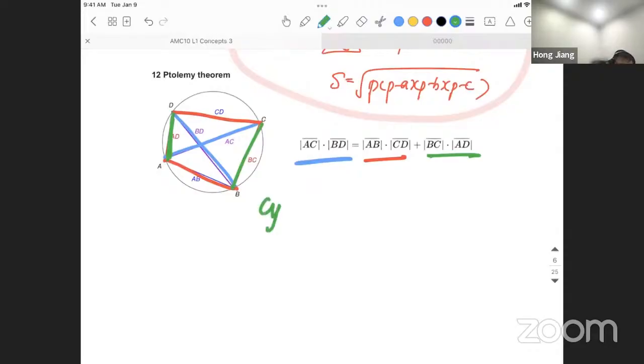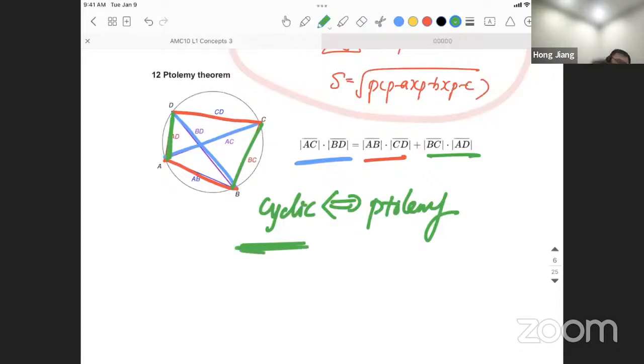And you know what? This is actually a necessary and sufficient condition. It means as long as you have a cyclic quadrilateral, you will definitely have a Ptolemy relationship, right? However, if I just give you a random quadrilateral and it has a Ptolemy relationship, then you can claim this quadrilateral must be cyclic. So this goes both directions, left to right and right to left. If a quadrilateral is cyclic, it has a Ptolemy relationship, and if it has a Ptolemy relationship, it is cyclic.